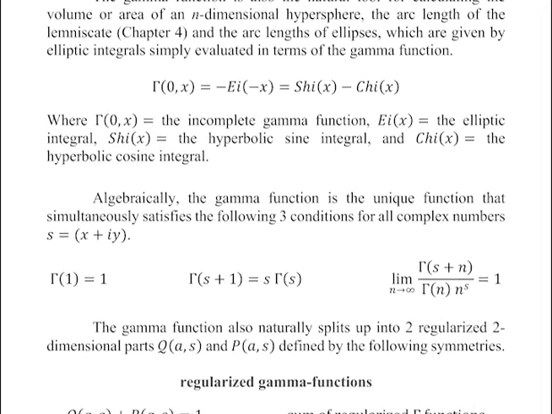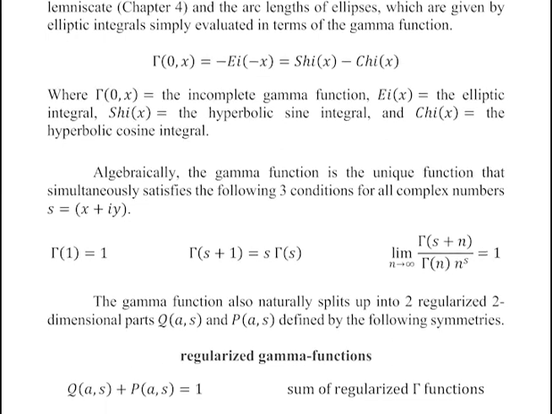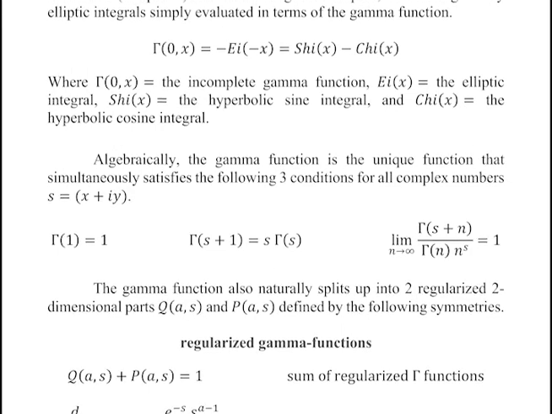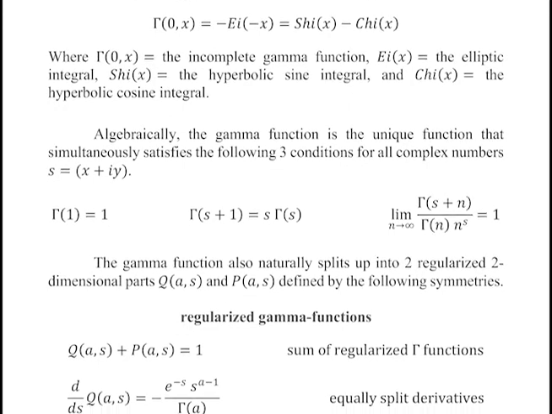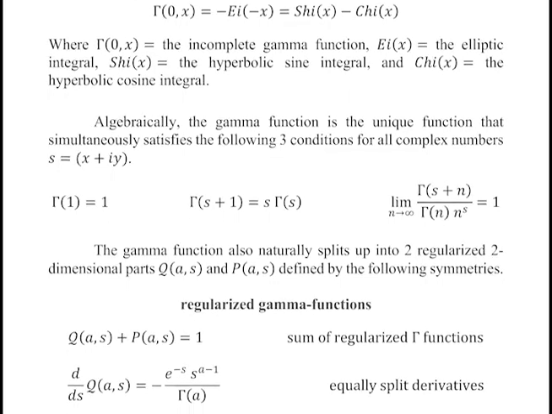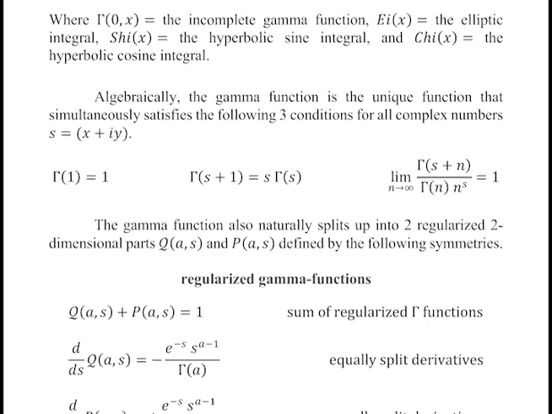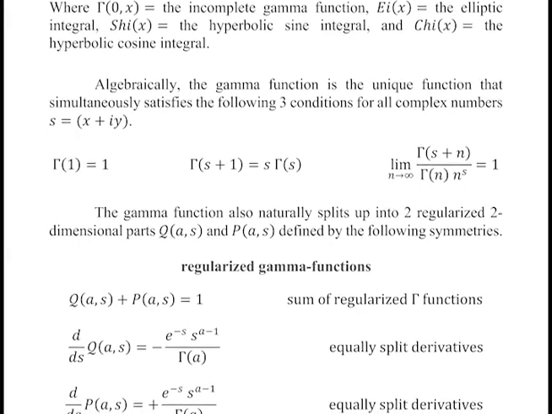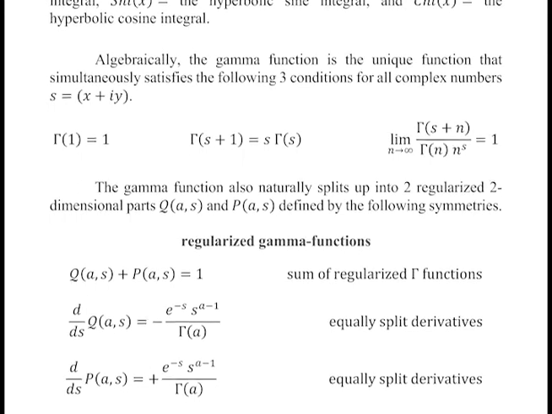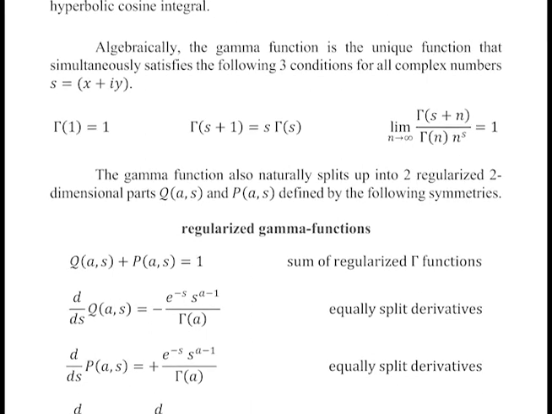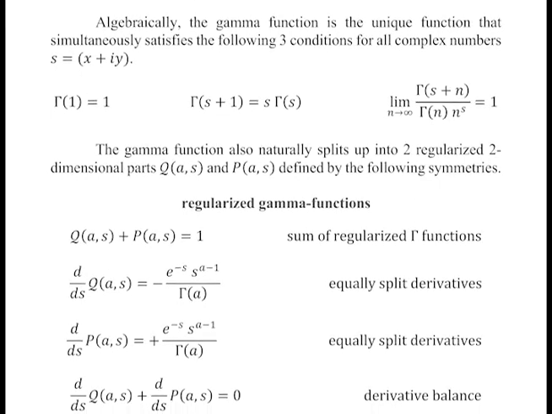Algebraically, the gamma function is also the unique function that simultaneously satisfies the following three conditions for all complex numbers. If 1 is the input, 1 is the output. If s plus 1 is the input, then the output is s times gamma of s. And if you take gamma of s plus 1 and divide it by gamma of 1, and then turn both of the 1s into n's, and add an n to the s in the denominator, this limiting construction has a relationship with 1 also. As this goes to infinity, this arrangement becomes 1 also. So these are the three algebraic constructive balances that are defining the gamma function at the same time.